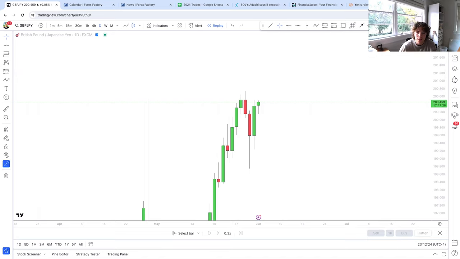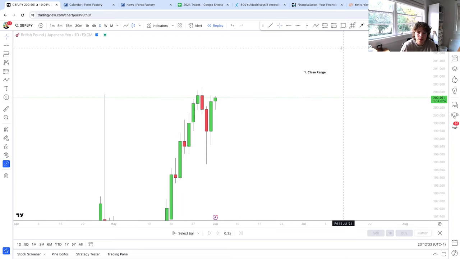Now, there's a few things we need to think about, and the first one is clean range, okay? And this is very important. It's also very simple. All we want to try and identify when we think about clean range is where price has the least amount of obstruction.